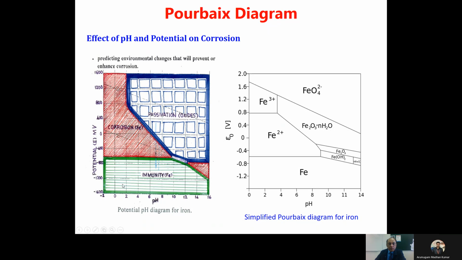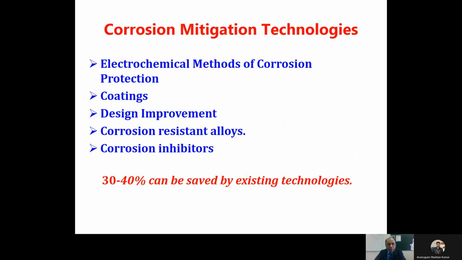You see that the iron is corroding at all pH except a very small region here, 10 to 12; in the other regions it is undergoing corrosion. But this can be protected by applying a suitable method. For instance, if you apply a potential on the anodic side, the iron can be passivated, and if you apply a negative potential on the metal, then the metal will go into the immunity region and will not corrode. So the electrochemical method plays a very important role in protection against metallic corrosion.